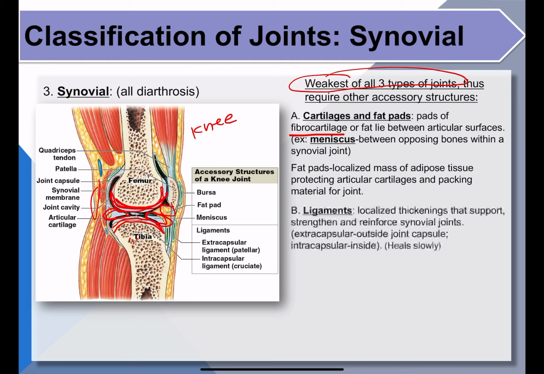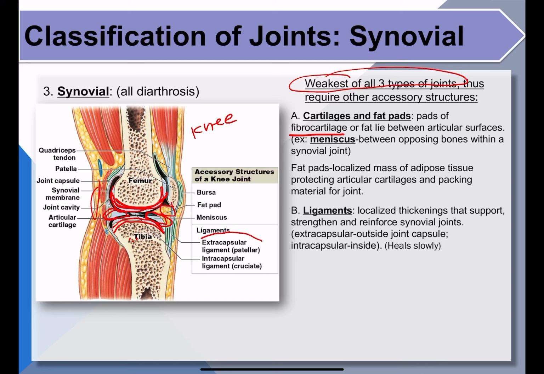Now we'll talk about at the end of the chapter, if it's a large enough impact, it can cause these ligaments to tear, but that's a rare case. Of course, we're talking about really excessive force impacts. In the knee, for example, there is an extracapsular ligament which connects the patellar bone to the tibia, and an intracapsular ligament that crisscrosses through the joint.